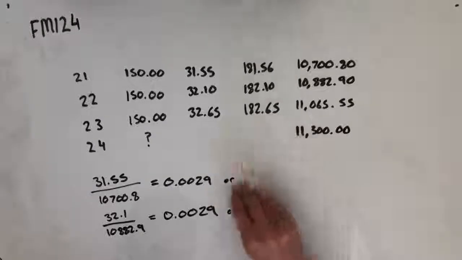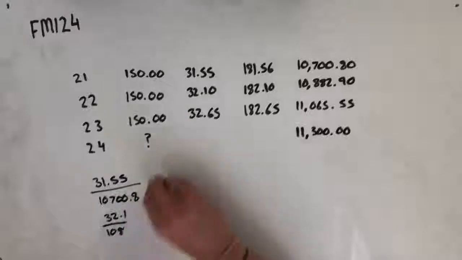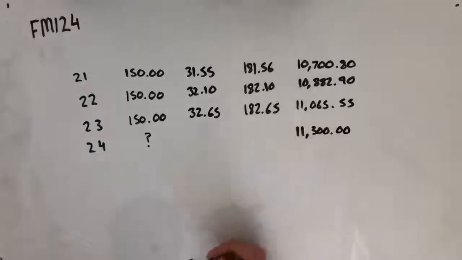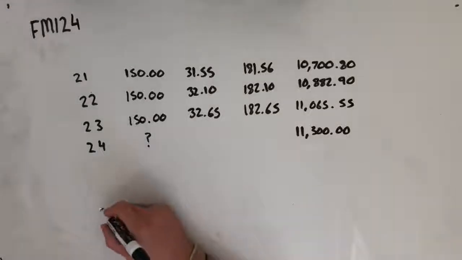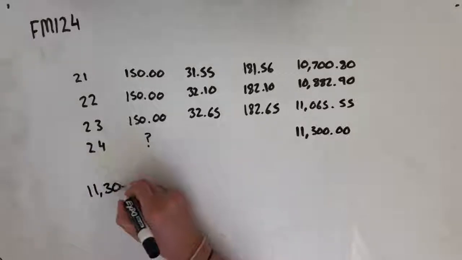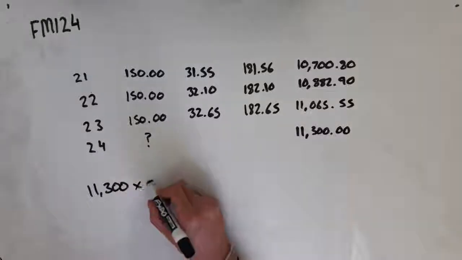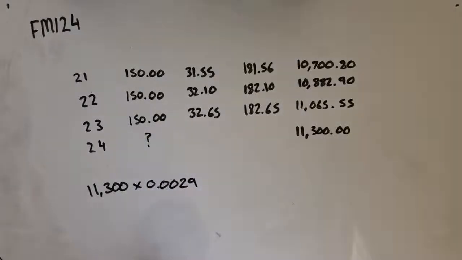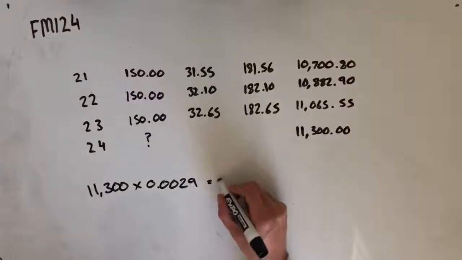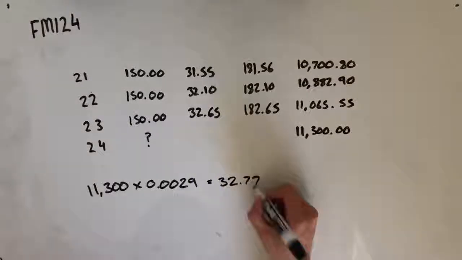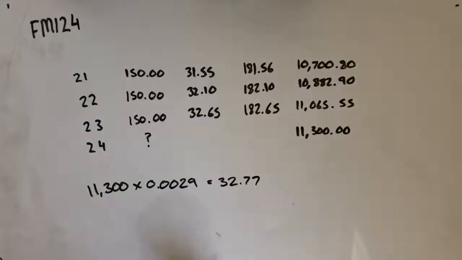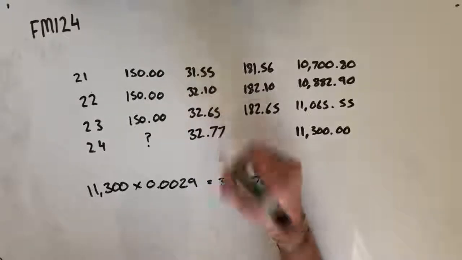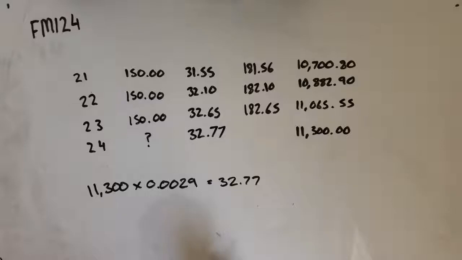So keeping that 0.0029 in mind, we can look at the 11,300 that we have in the account at the end of this payment, and find 0.29% of that. So a quick little calculation like that in your calculator, you're going to get an answer of 32.77. Now, that fits in just here. That's the amount of interest that's going to be charged on this account at that point in time.